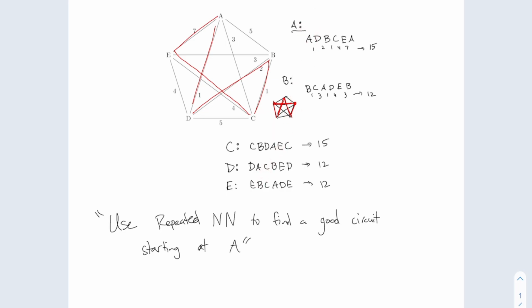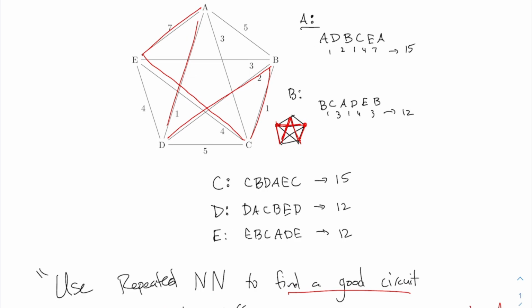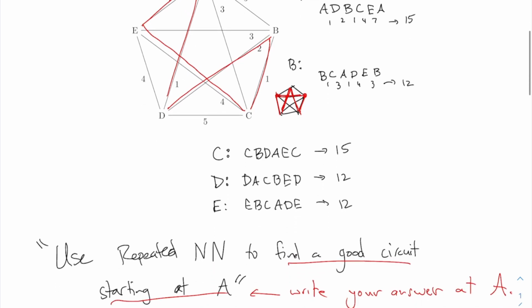What this means when I say it this way, find a good circuit starting at A, it means write your answer starting and ending at A. So when I look at this, you do it, first of all, with all the different possible starting points, A, B, C, D, and E. And then, from all of those, you choose the best one. Now, I have some ties here with 12. There are actually 3 of those, which gave me 12. But let's say I choose this as my best one.